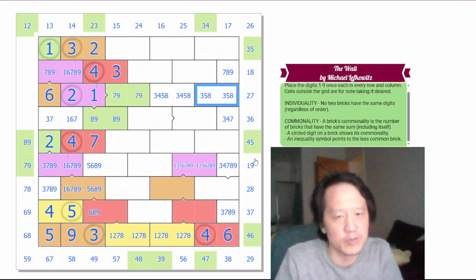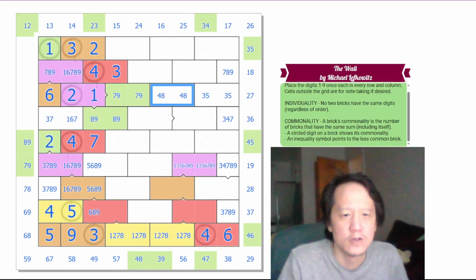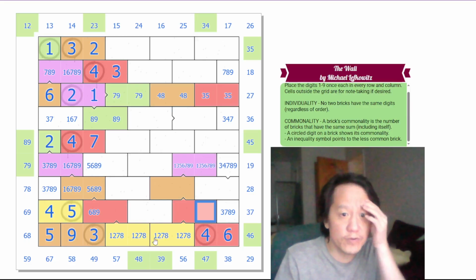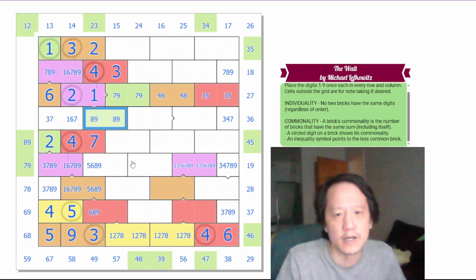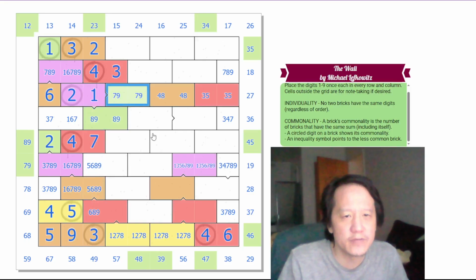This must then be a 3, 5 pair, which means this is a 4, 8 pair here. So 4, 8 is 3 commonality, so orange. 3, 5 is 4 commonality. Okay. So we have 3, 5, 4, 8. This is 8, 9. 8, 9 pair. This is 7, 9.